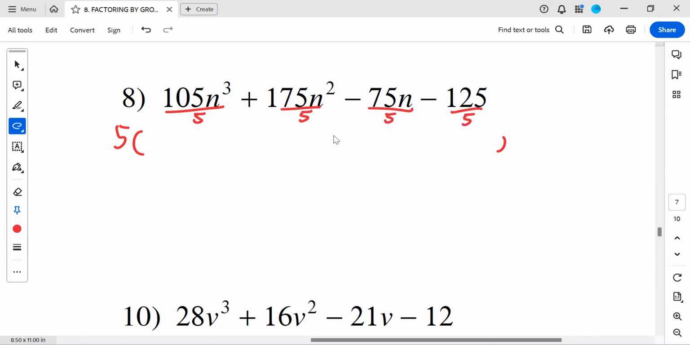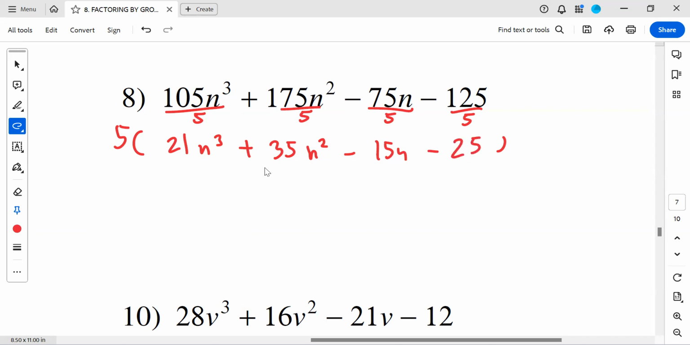Divide each term by that. This one's going to come out to 21n to the third power plus 35n squared minus 15n and then minus 25.